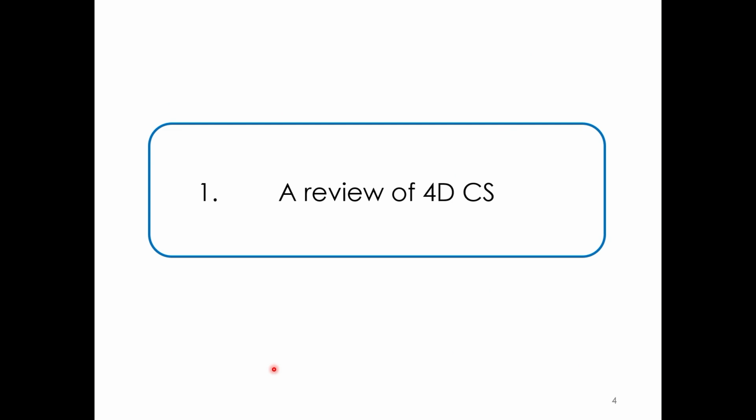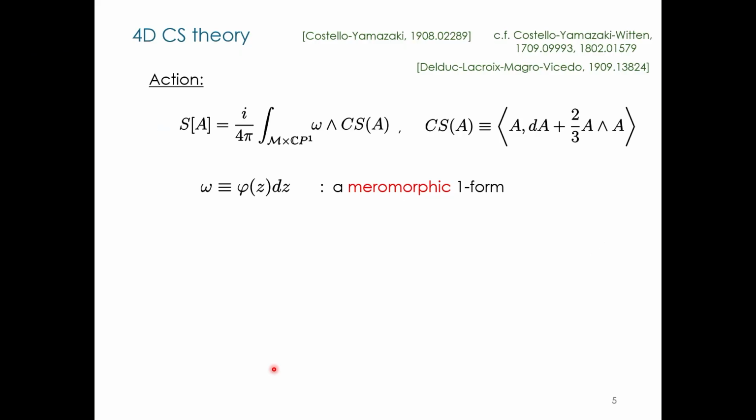Okay, so let me introduce the four-dimensional Chern-Simons actions. The four-dimensional Chern-Simons theory action is given by this, as you know well already. Benoit and Masahito explained these actions well, so I don't have to repeat the explanations. But anyway, this is the classical action of four-dimensional Chern-Simons theory.